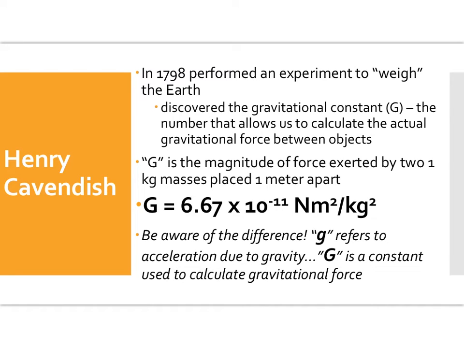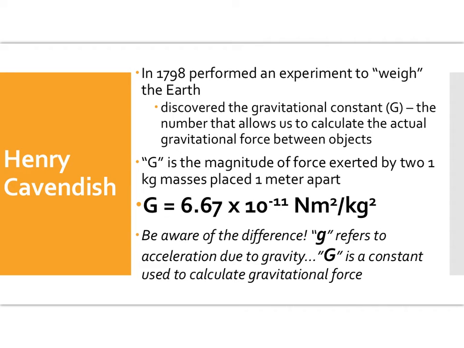The gravitational constant is the magnitude of force exerted by two 1 kilogram masses placed 1 meter apart. And what that means is that this is sort of the ratio for every object in the universe. And this G, 6.67 times 10 to the negative 11 Newton meter squared per kilogram squared. It's this big, long number. That's a constant everywhere in the universe, and that ratio holds true every single place in the universe. So this big G right here, we're going to use in every single calculation of gravitational force.